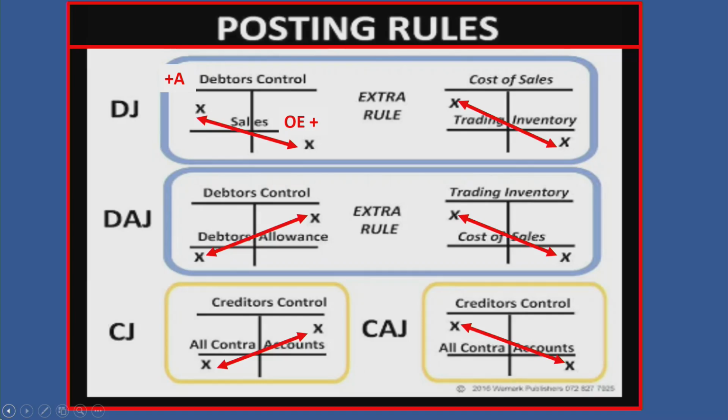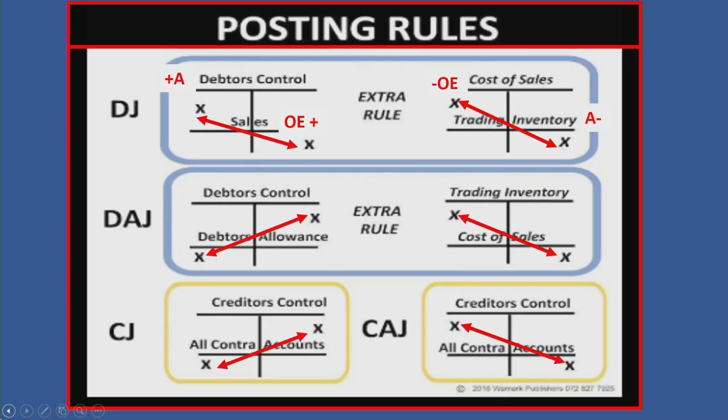Okay, let me go a little bit faster because remember, this will be recorded and available for you for the rest of the year in case you need to recap. We will see cost of sales was debited. Why? OE minus, it's an expense. We will see trading inventory or trading stock credited. Why?